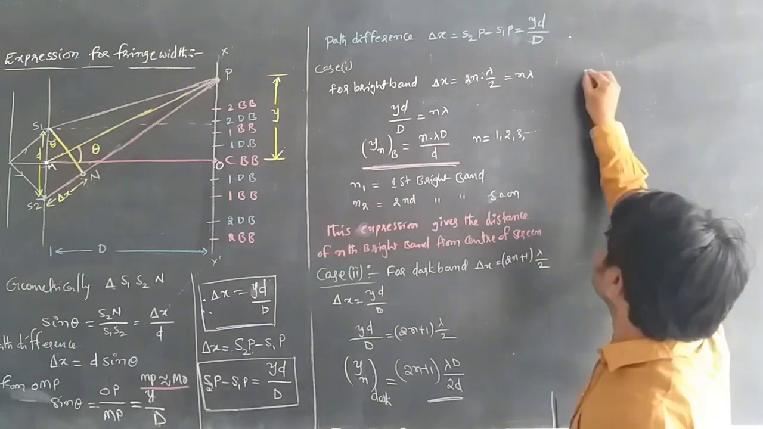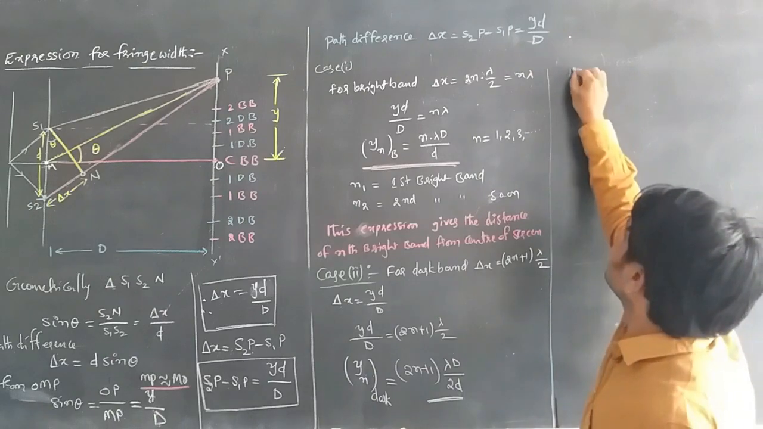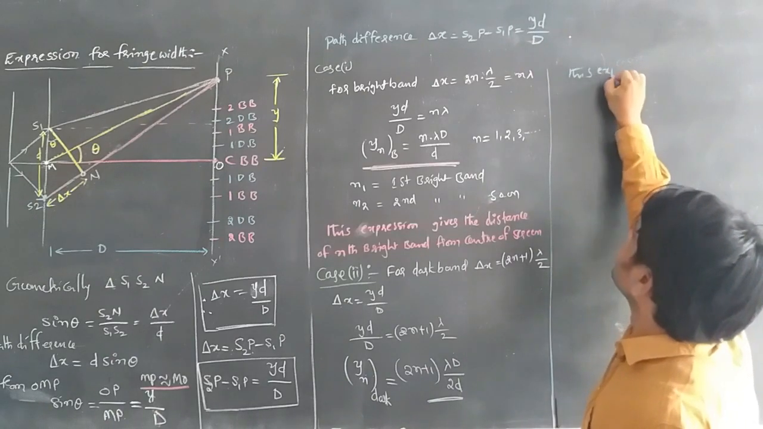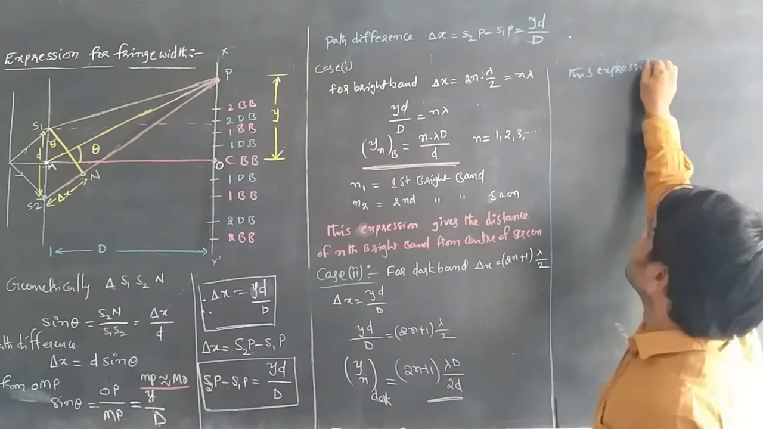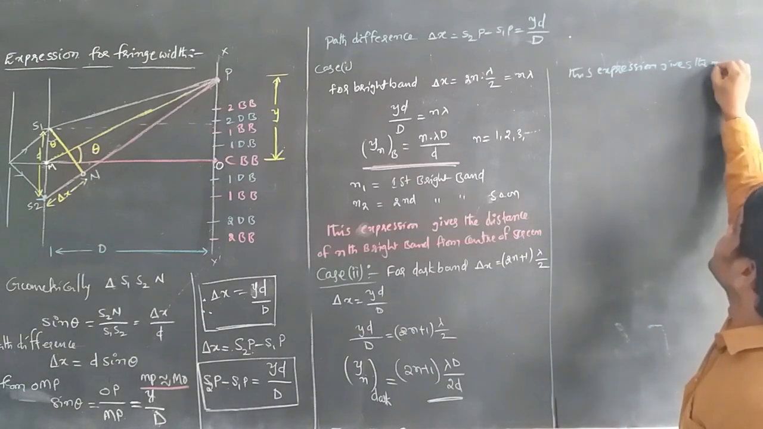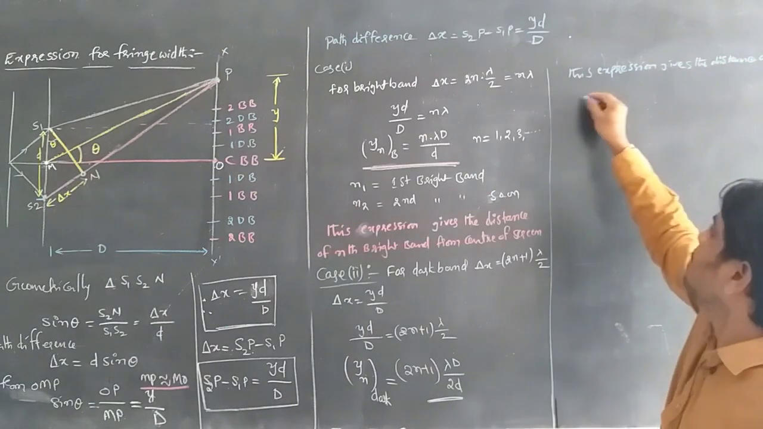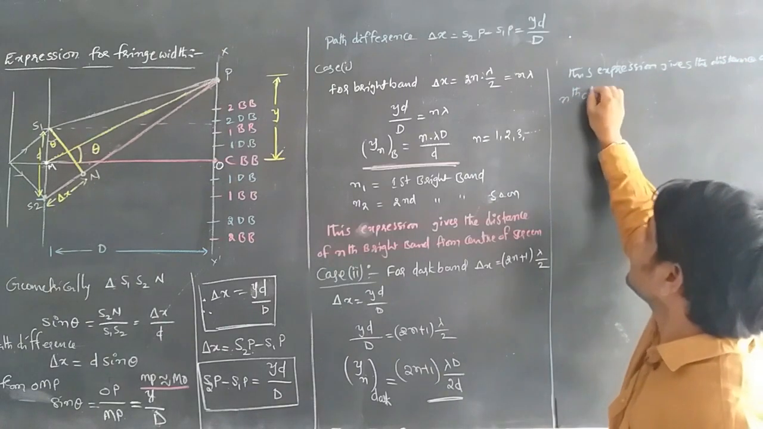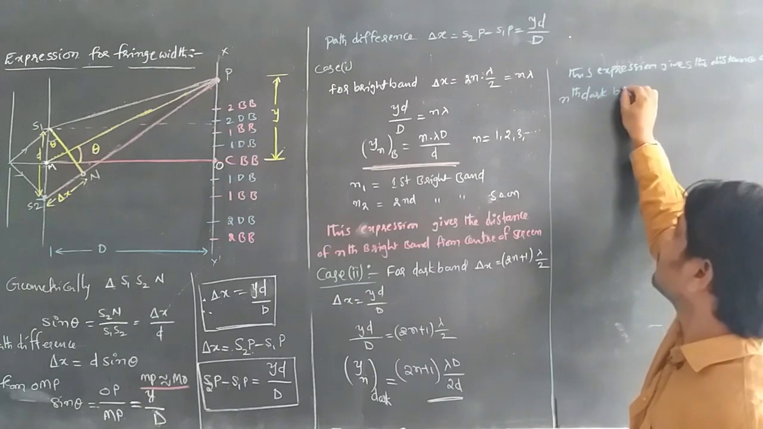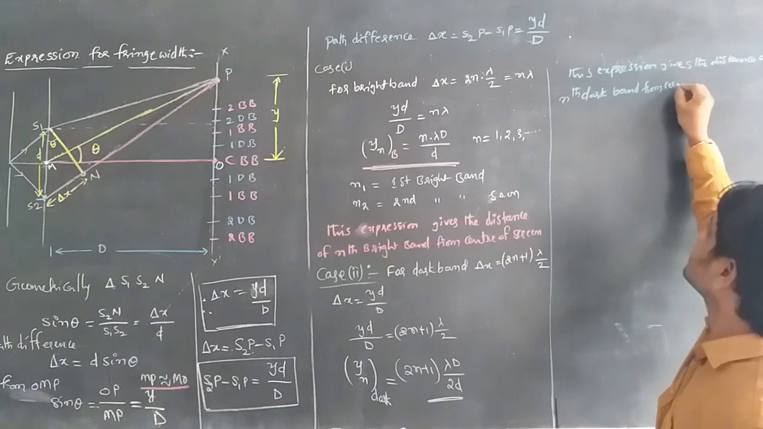This expression gives the distance of the nth dark band from the center of the screen.